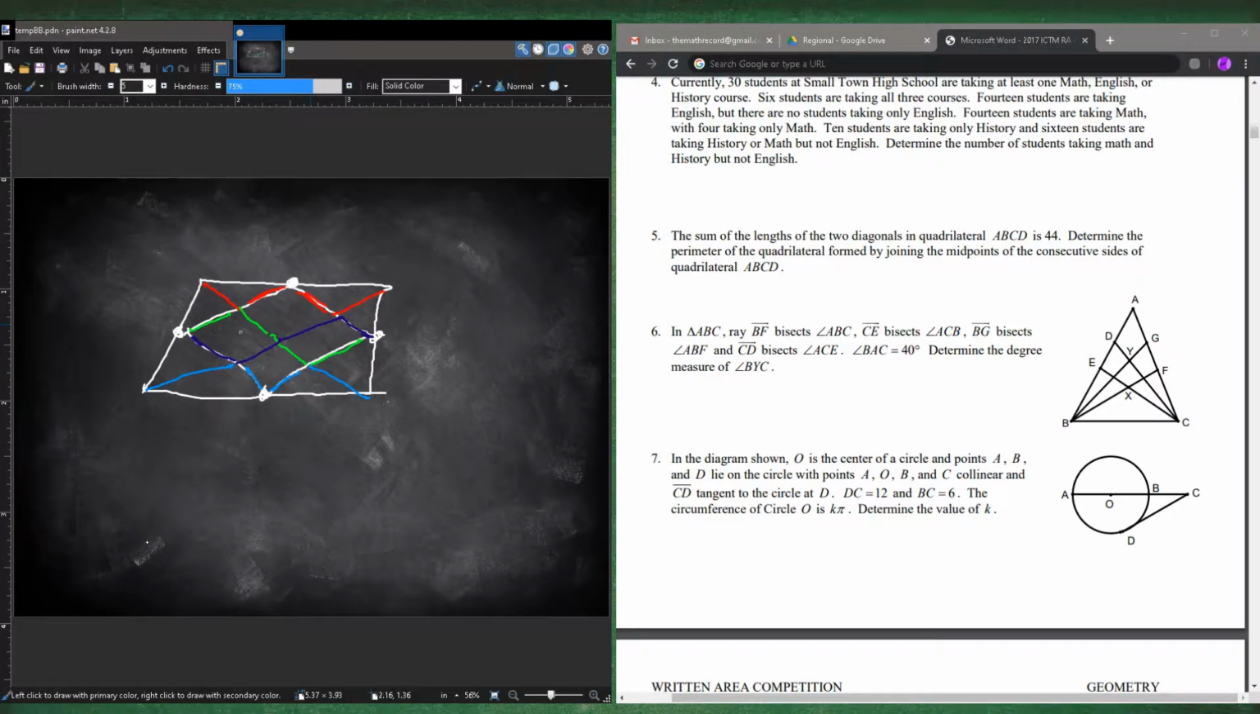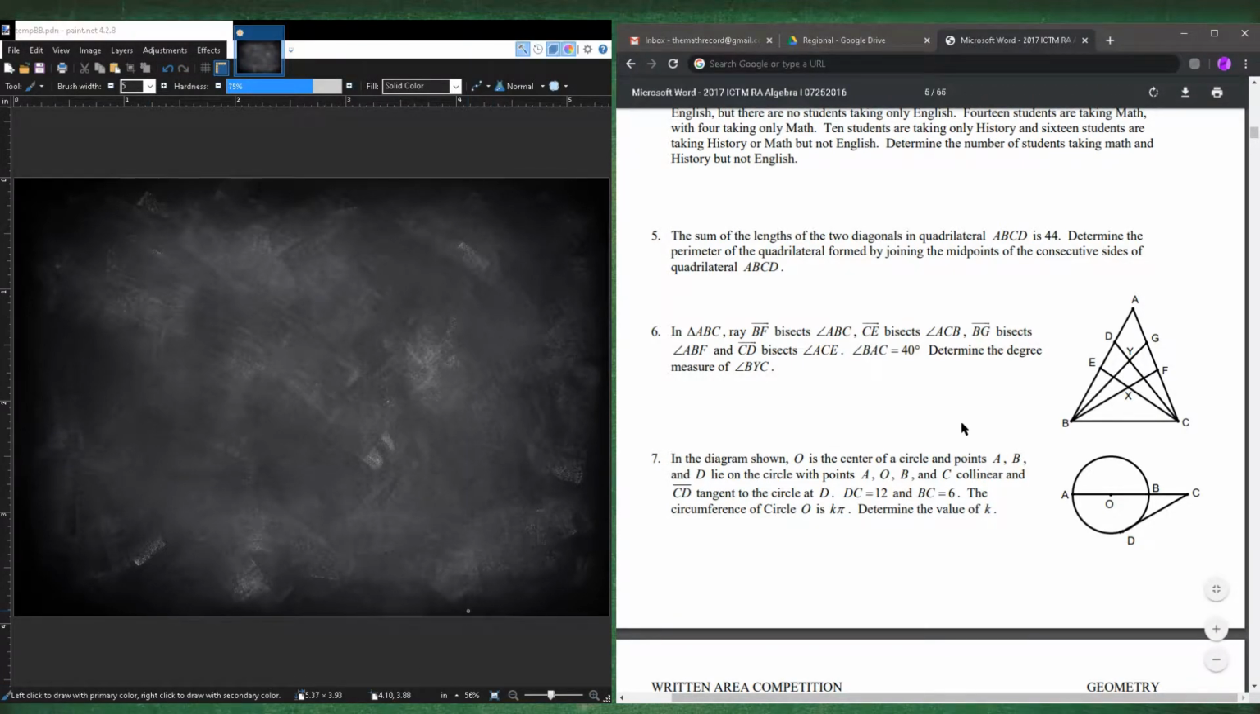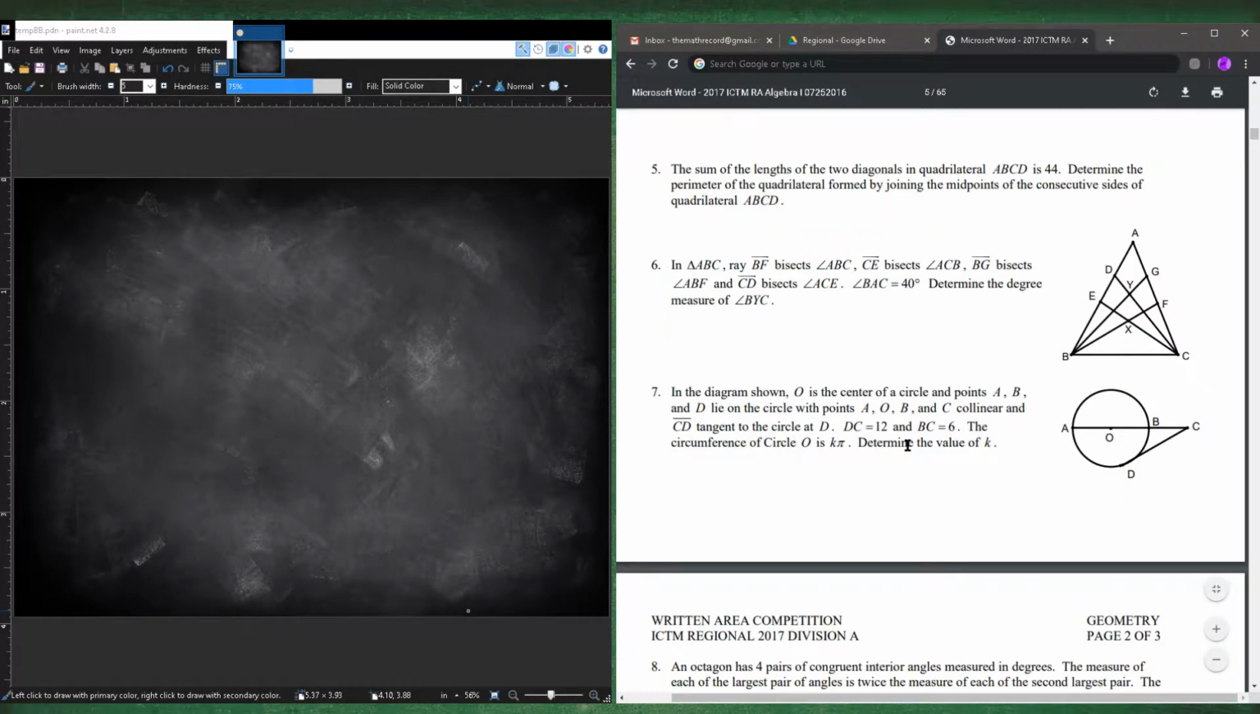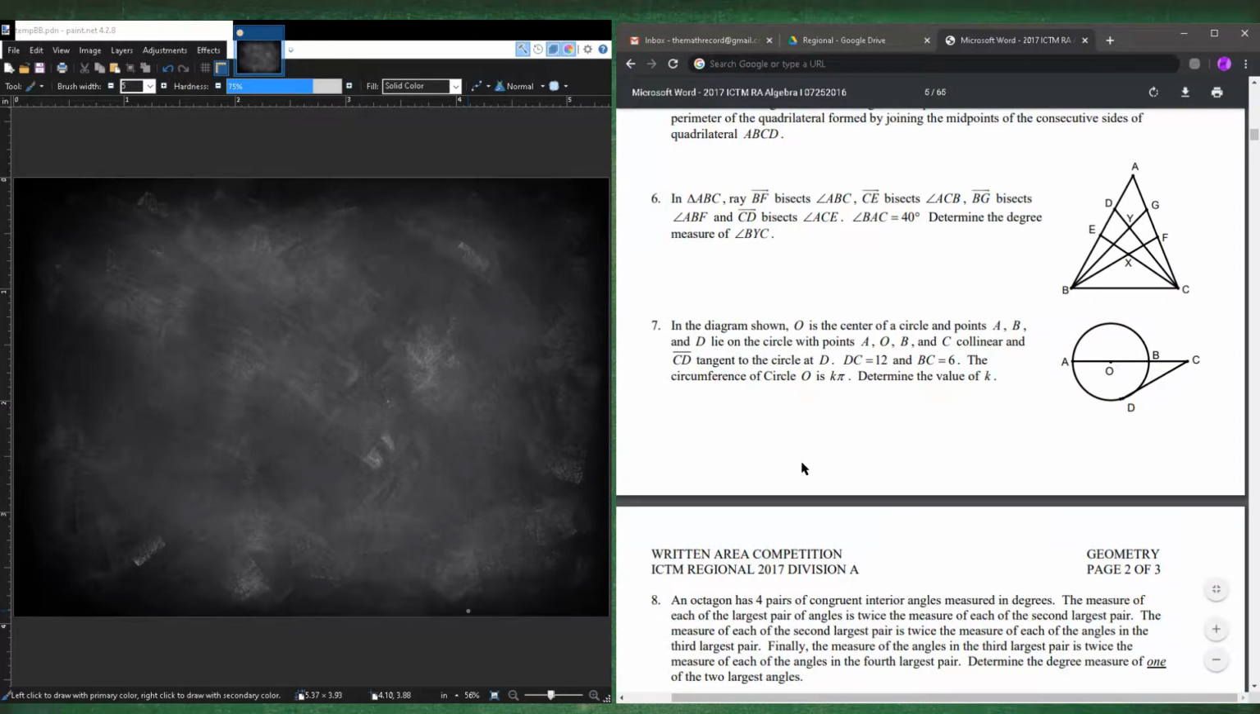So they overlap. That's why, if you find the sum of the lengths of the two diagonals, and then you connect the midpoints of each side, both of those lengths have to be the same, and that's why it's 44. So that is just number 5. But if you're guessing, you should just put 44 because that's the only thing that makes sense.